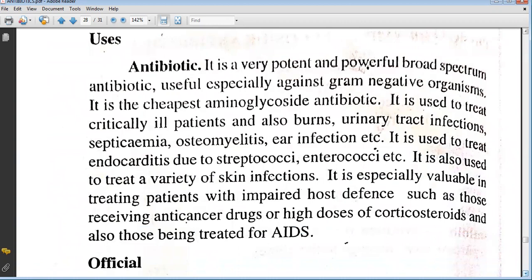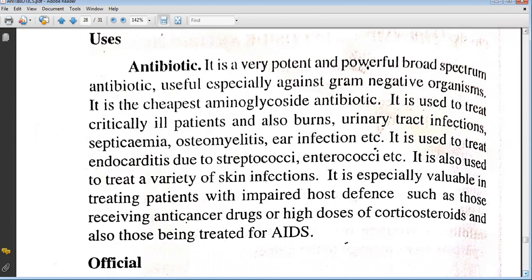It is the cheapest aminoglycoside antibiotic. It is used to treat critically ill patients and also burns, urinary tract infection, septicemia, osteomyelitis, ear infection, etc. It is used to treat endocarditis due to streptococci, enterococci, etc. It is also used to treat a variety of skin infections.